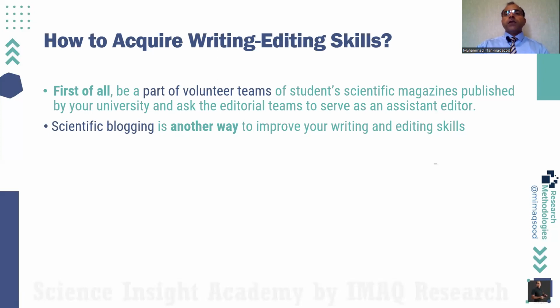First of all, you have to be part of the volunteer teams of student scientific magazines published by your university, or ask your editorial teams to serve as an editor on a voluntary basis. It will help you to understand the scientific publishing process. A lot of knowledge comes in the form of papers to the scientific magazines, and they are editing it and doing a review process. So you can understand the review process and what trend is going on in a journal.